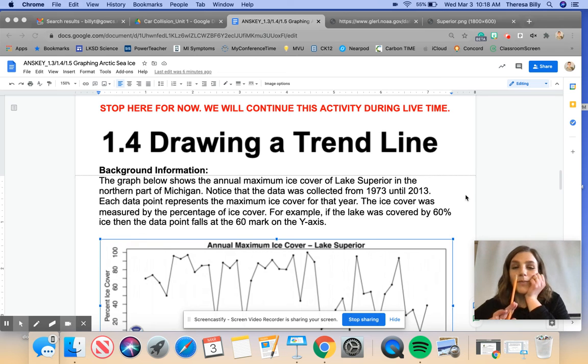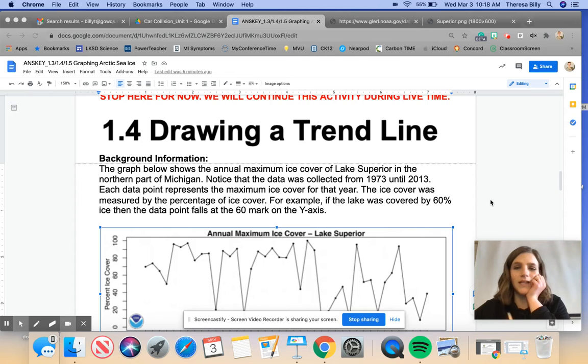All right, so this video is going to be a recap of this 1.4, figuring out how to draw a trend line. As practice, we're going to practice drawing trend lines with data talking about the ice cover of Lake Superior. So some background information, it says the graph below shows the annual maximum ice cover of Lake Superior in the northern part of Michigan.